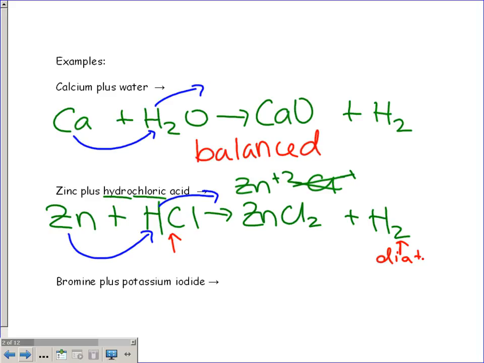Now I need to balance. I have 1 zinc on my reactant side, 1 zinc on my product side. 1 H on my reactant side, 2 H's on my product side. So I'm going to go ahead and balance that H. I have 2 chlorines on my reactant side. This distributes. And 2 chlorines on my product side. At that point, with just 1 coefficient, I am balanced.